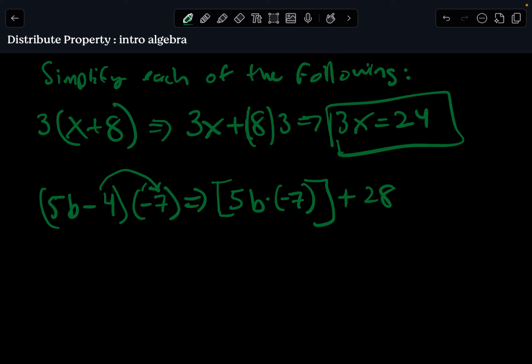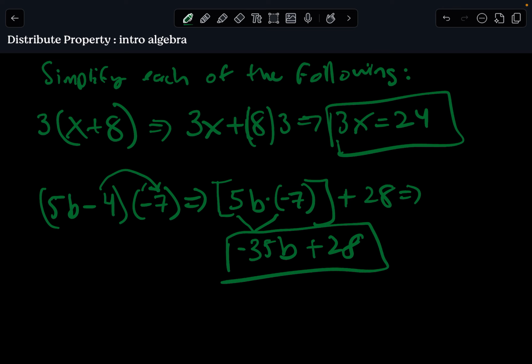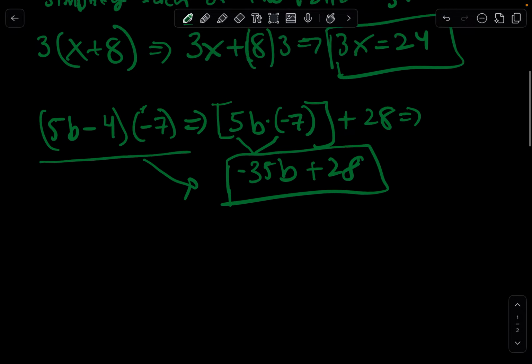And then we can furthermore simplify this because 5 times negative 7 equals negative 35. So this would be negative 35b plus 28. And that right there is the simplified form, because that's as much as we can simplify this expression. So this right here simplifies to this. Let's try some other problems.